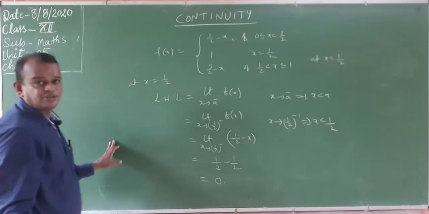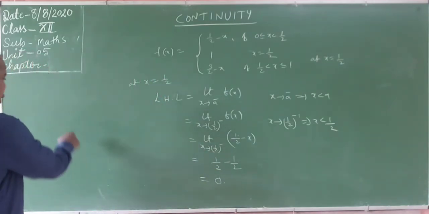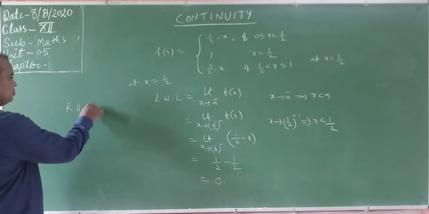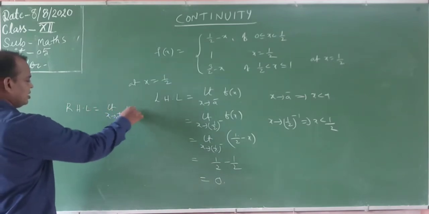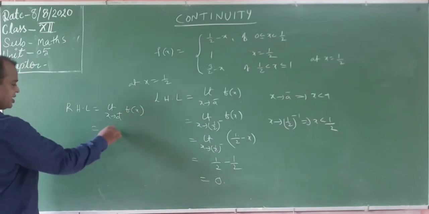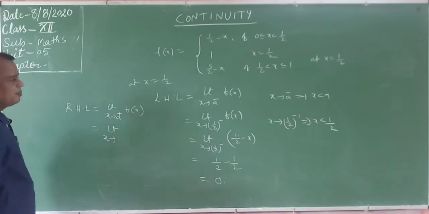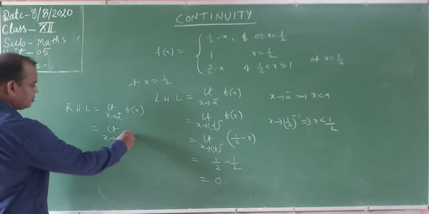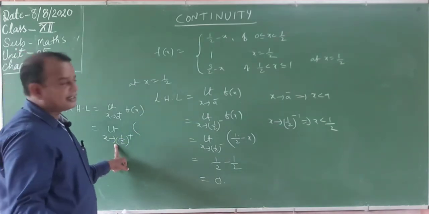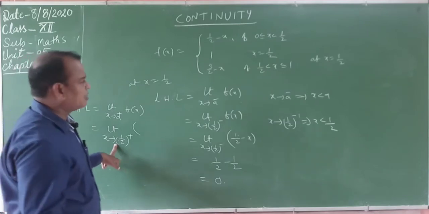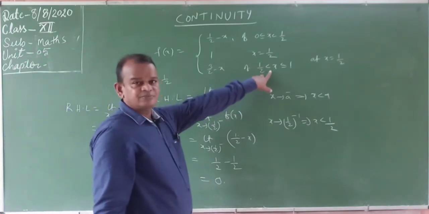This is 0. Now we can find the RHL. RHL is equal to the limit as x tends to a plus of f of x. A plus means 1 by 2 plus, f of x where x is greater than 1 by 2. X greater than 1 by 2 means this one. Equal to 1 by 2.